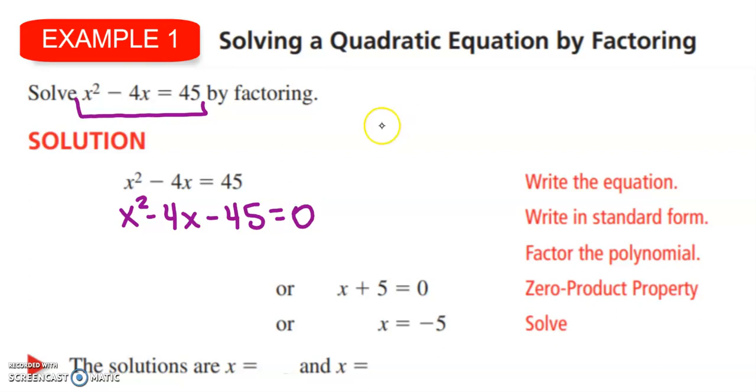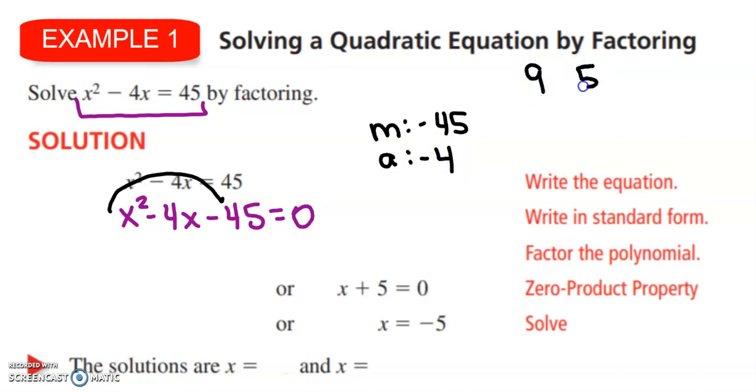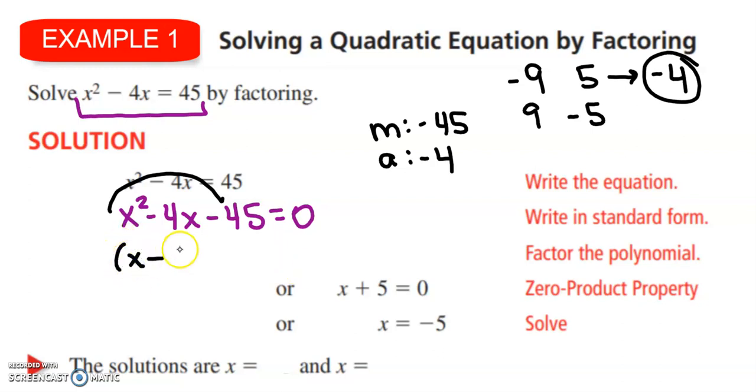I'm going to be looking for numbers that multiply to 1 times -45 and then add to -4. Well, some numbers that multiply to -45 would be 9 and 5, with 1 negative and 1 positive, or maybe +9 and -5. This one's going to add to -4. So I'm going to choose to factor this into x minus 9 and x plus 5.